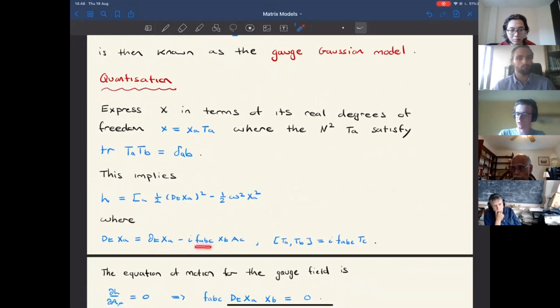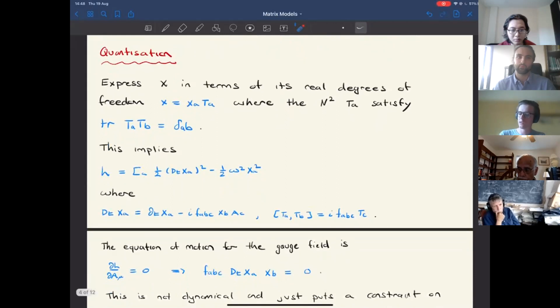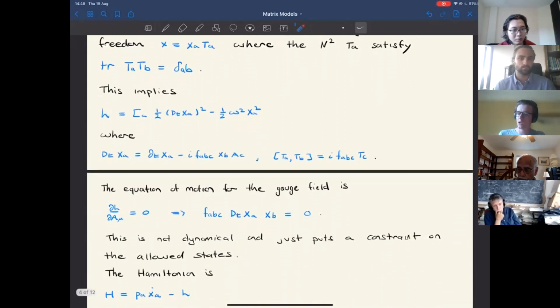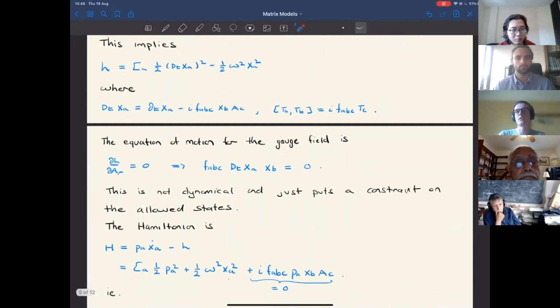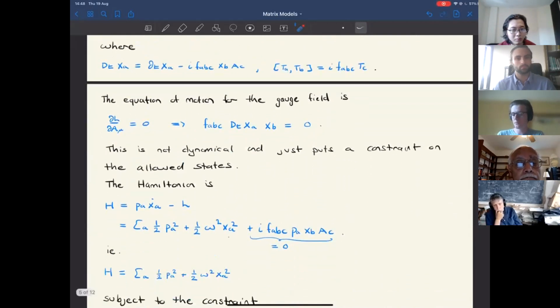And the structure constants here satisfy that. Okay, so now we can just use the regular Euler-Lagrange equations because these are just real degrees of freedom. And the equation of motion for the gauge field looks like this. So there's no time derivatives, so we just have this equaling 0, and it looks like that. And this is not dynamical, it's just a constraint because the gauge field doesn't change over time.